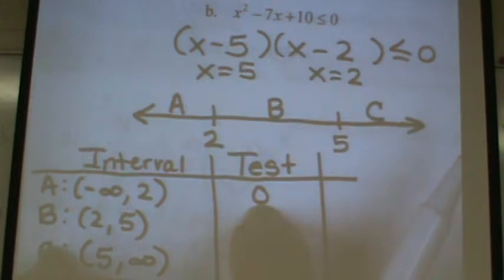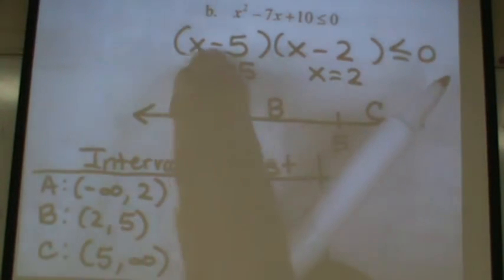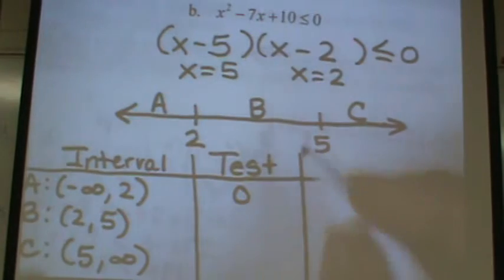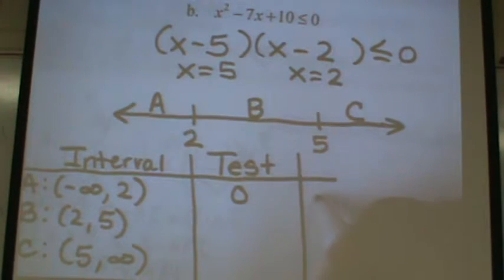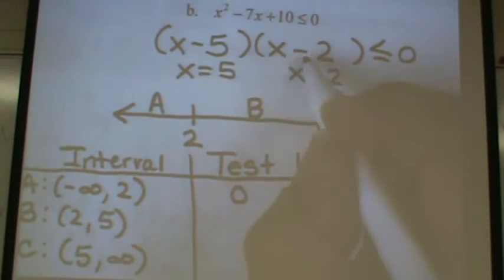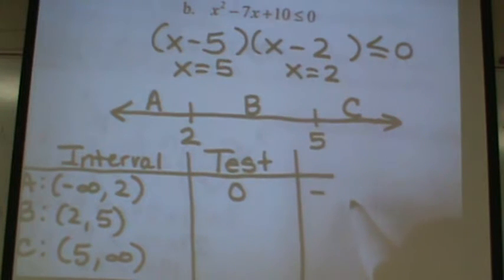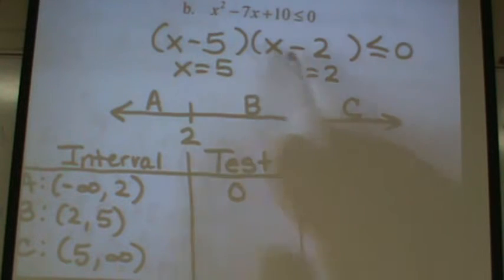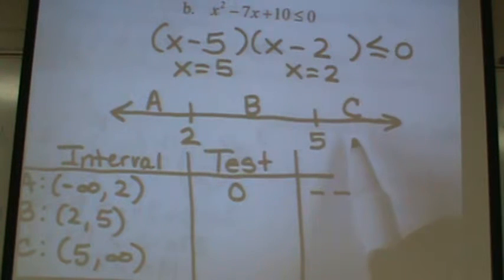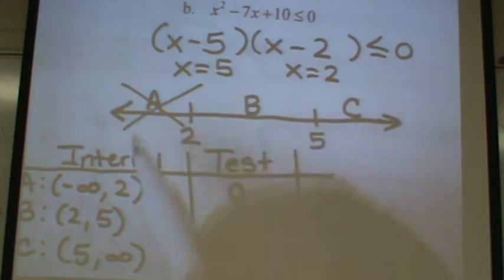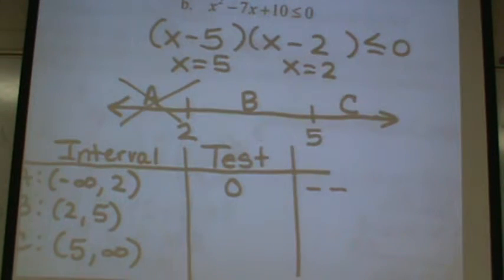So if I plug 0 in right here, what's 0 minus 5? Is it a positive or a negative? A negative. And what's 0 minus 2? Is that a negative or a positive? A negative. What's a negative times a negative? Positive. Is a positive number less than 0? No. So A doesn't work. A is not good. Let's try B.